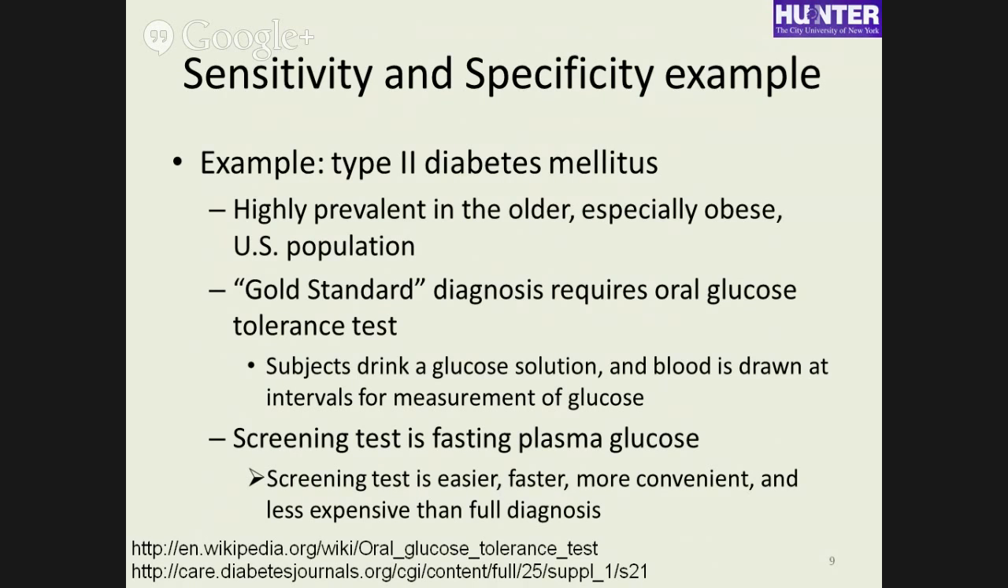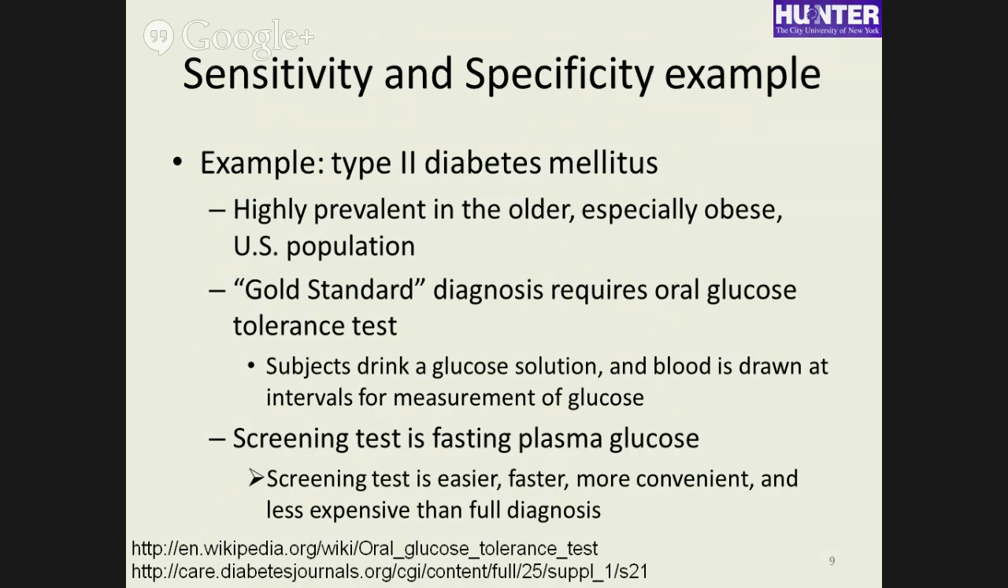Sensitivity and specificity are important, so I'm going to go through a detailed example about them. So type 2 diabetes mellitus. This is not something that I've studied myself, but it is highly prevalent, especially in older and obese Americans. The gold standard for this test, and we call it gold standard because it is the best, the most accurate way we have of determining whether someone has diabetes, is this oral glucose tolerance test.